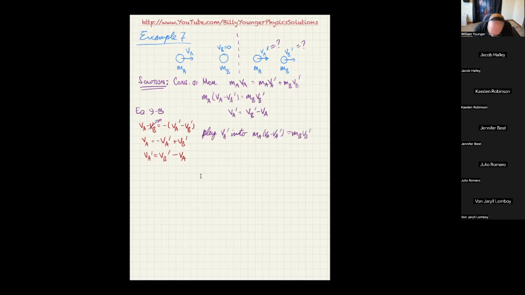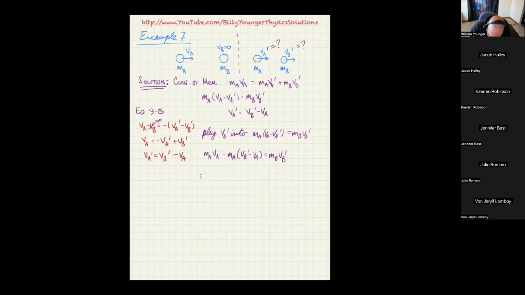When I do that, I can get MA times VA minus MA. Now, in place of VA prime, I'm going to write VB prime minus VA. Like that. And then on the other side, I'm just going to write MB VB prime. Now I can see that I have only one unknown with the prime symbol in it, and that's VB prime. So I can write this a little further.